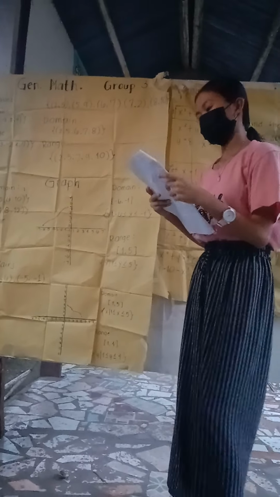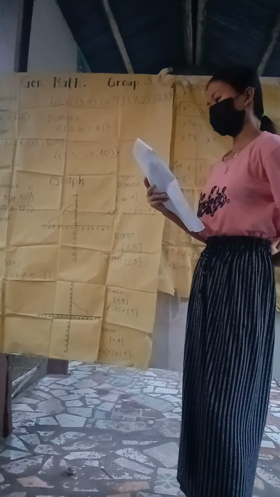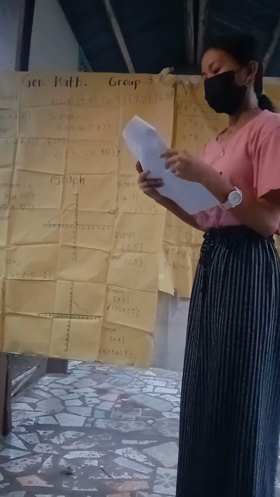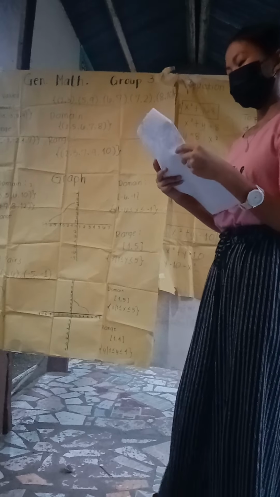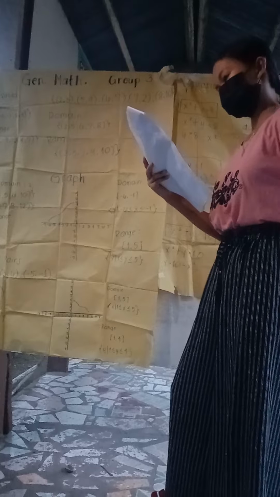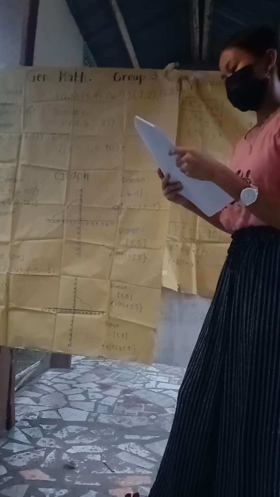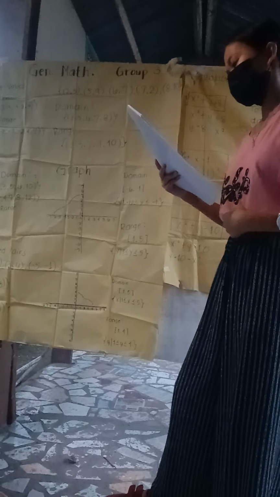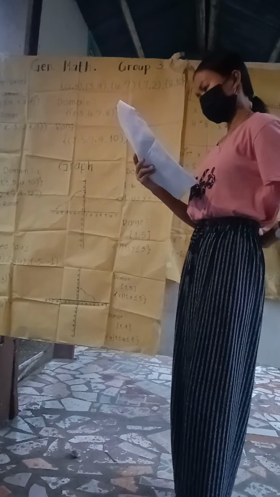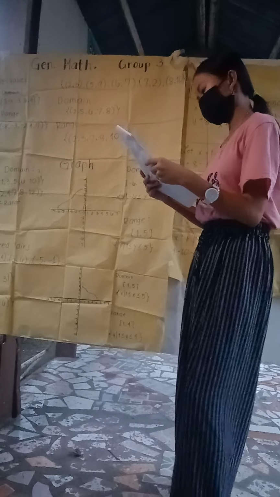So what if our ordered pairs are all positive? Do we still need to arrange it? Of course, we still need to arrange it, but the arrangement will be easier. We will just write the numbers from smallest to highest. So we have (2, 3), (5, 9), (6, 7), (7, 2), (8, 10). Our domain will be 2, 5, 6, 7, and 8. While our range will be 2, 3, 7, 9, and 10.